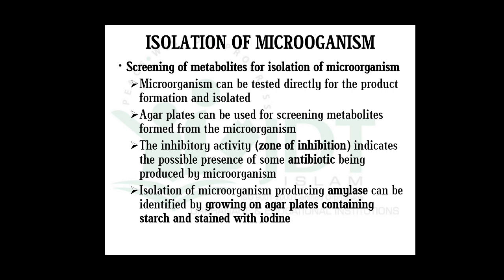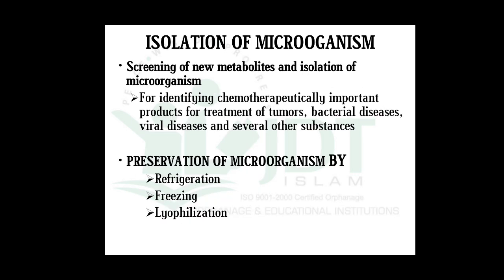Now in case of isolation of microorganism which will produce amylase, it can be identified by growing on an agar plate containing starch which is stained with iodine, so it will give a blue color. So by this method we can screen the metabolites which are produced by the microorganism. Now, screening of new metabolites for identifying the chemotherapeutically important products for the treatment of tumors, bacterial diseases, and viral diseases. Several other substances can be used.